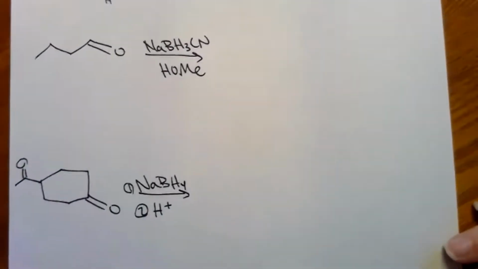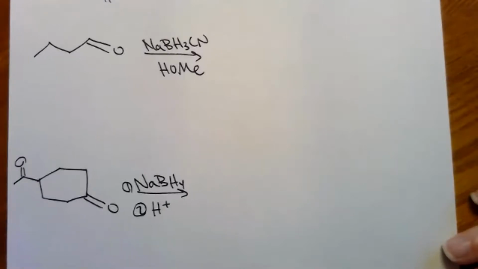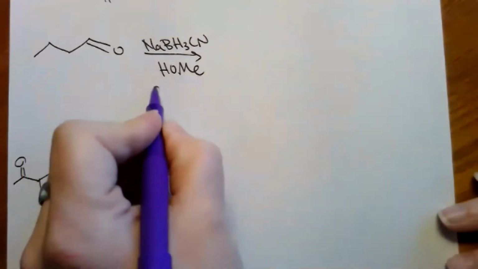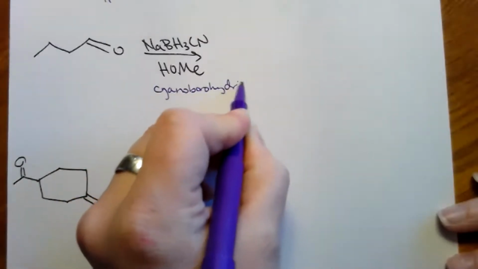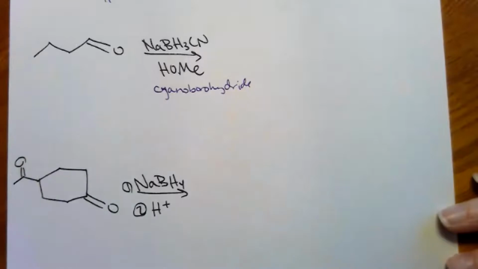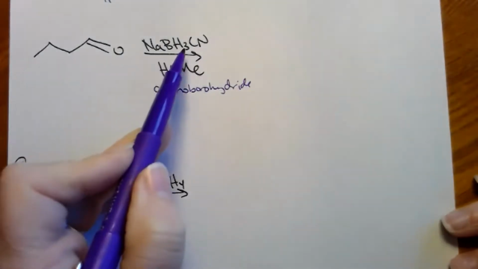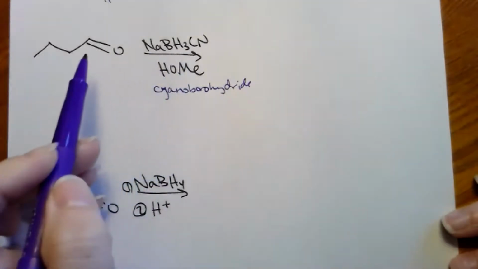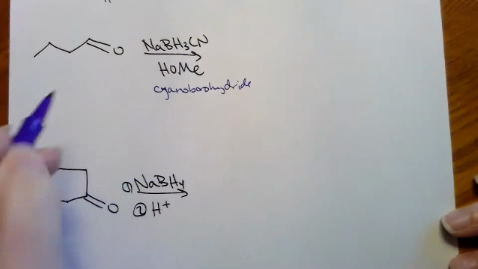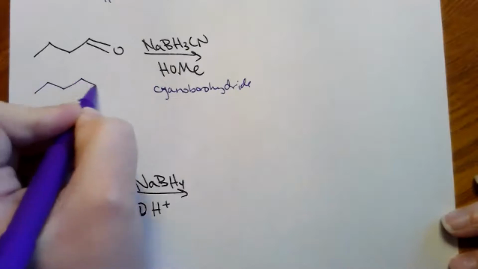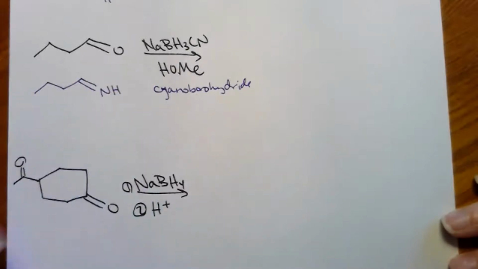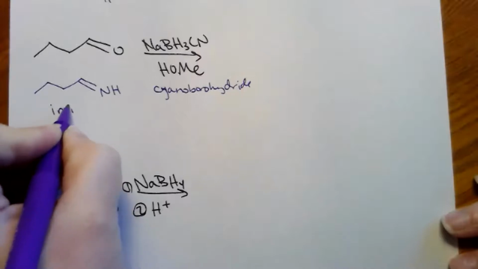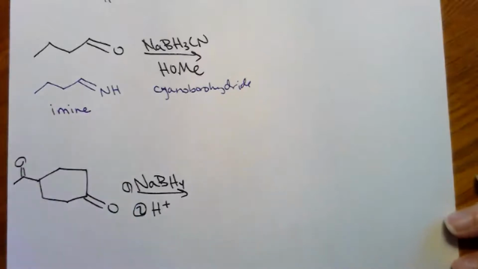Up next, sodium cyanoborohydride. Cyanoborohydride. And an aldehyde. Whoops. As it turns out, sodium cyanoborohydride does not react with aldehydes, but it does react with these things. What is this thing? This is an imine, an imine.